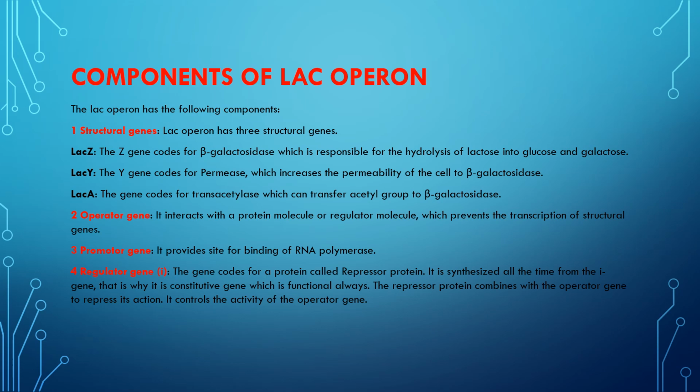Number 4, regulator gene I. The gene codes for a protein called repressor protein. It is synthesized all the time from the I gene. That is why it is a constitutive gene, which is functional always. The repressor protein combines with the operator gene to repress its action. It controls the activity of the operator gene.